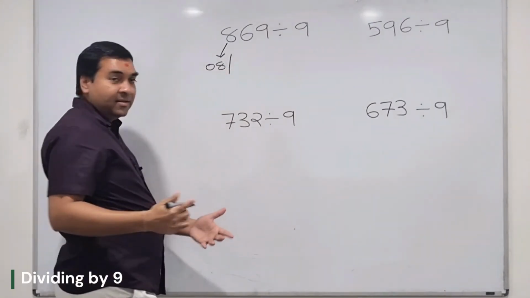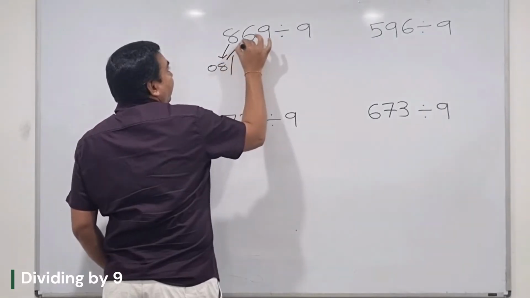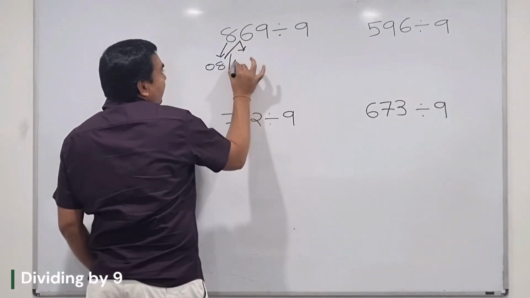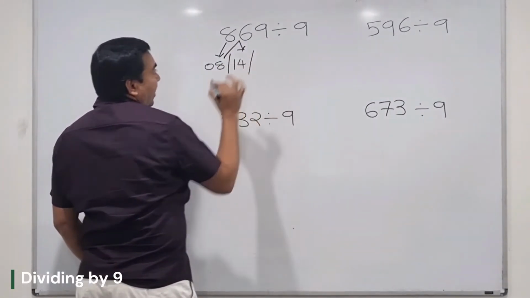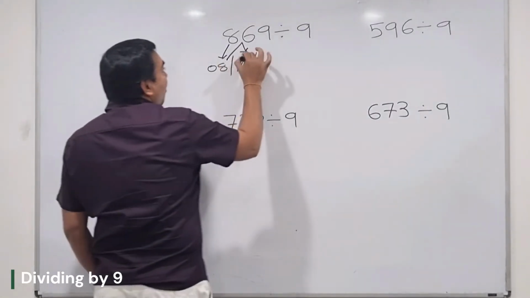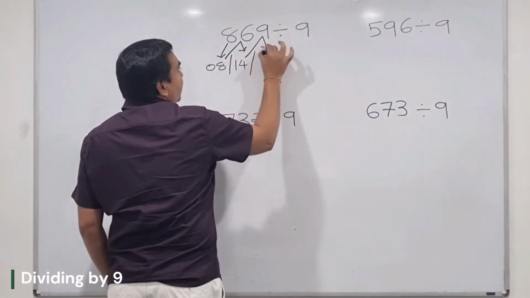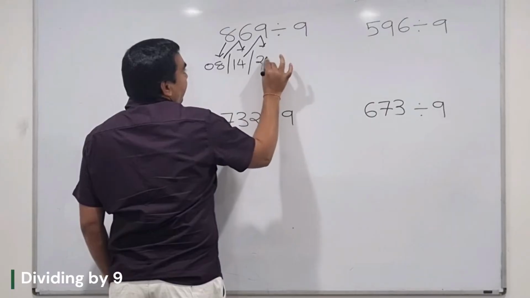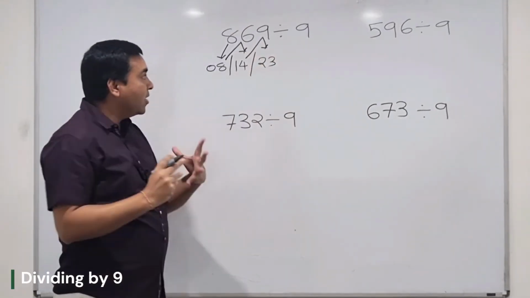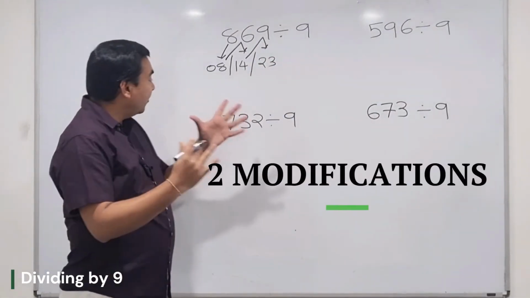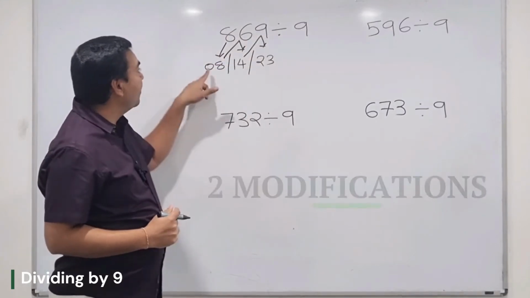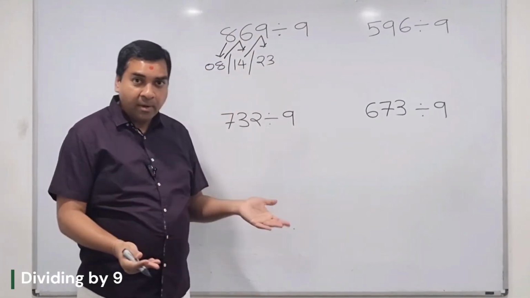Then the second step, again the same. 8 plus 6 is 14, which I can write down here. And then 14 plus 9, which is 23. That I can write down here as well. All right, now guys, two modifications. First thing, because they are bigger numbers, I'm writing every number as a 2-digit number.